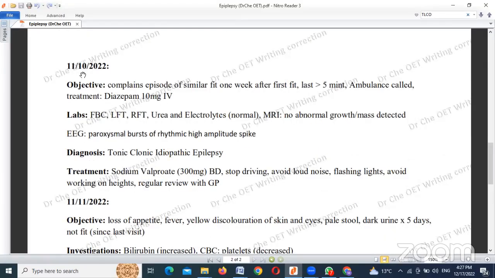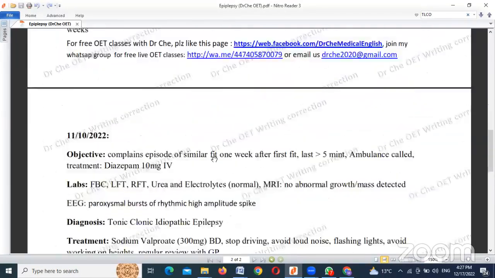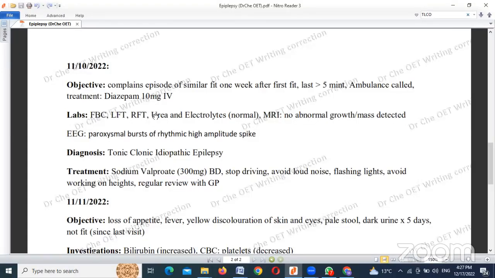In the next visit, the patient came for a review and complains of an episode of similar fit 1 week after the first fit. It lasted for 5 minutes. They called the ambulance and the treatment given was diazepam, 10 milligram IV. Then we have labs. These are the tests that we advised. So here are the results. All blood tests are normal. MRI is normal, no growth, no mass.